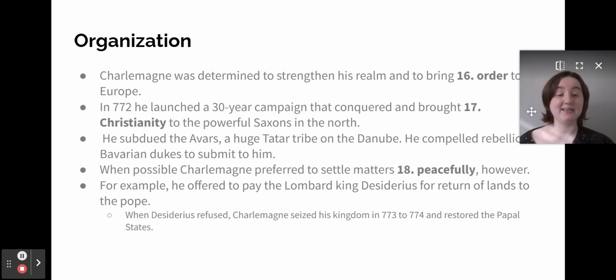So, your blanks on this slide are 16, order; 17, Christianity; and 18, peacefully.